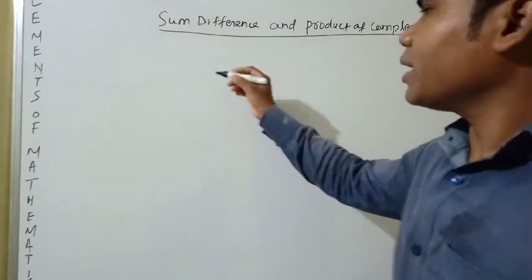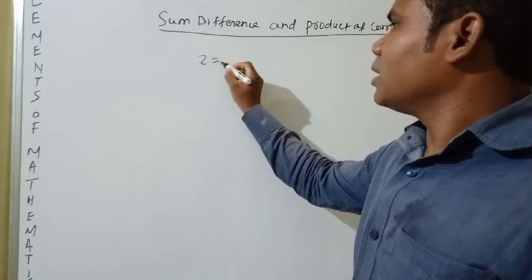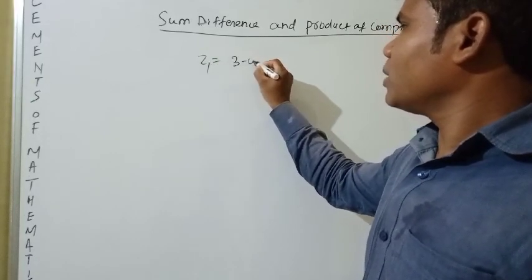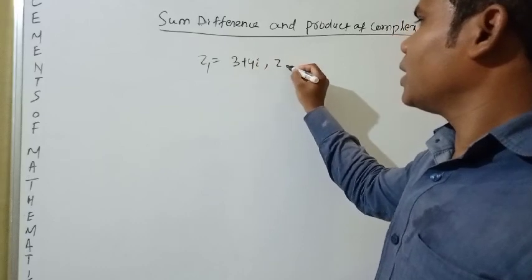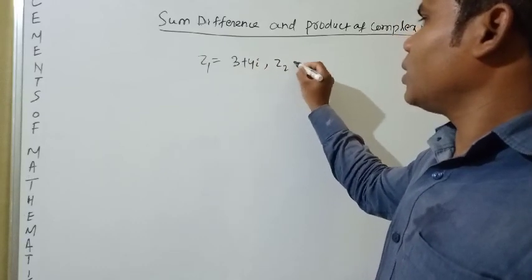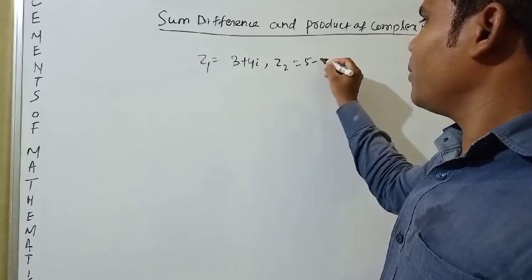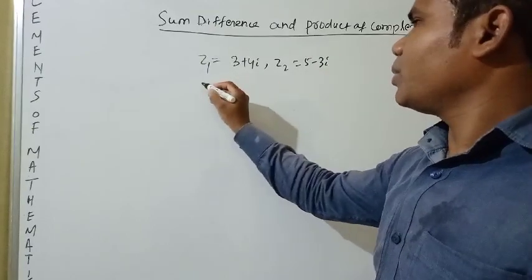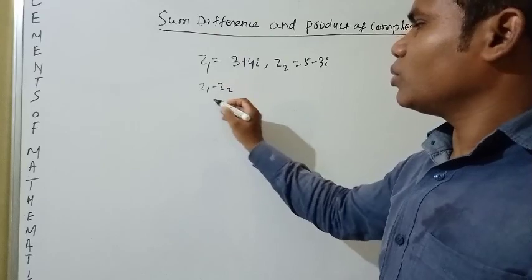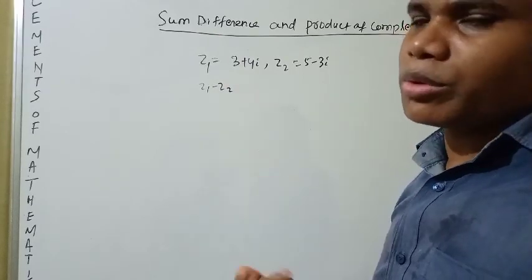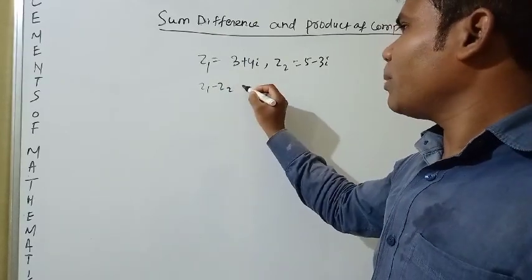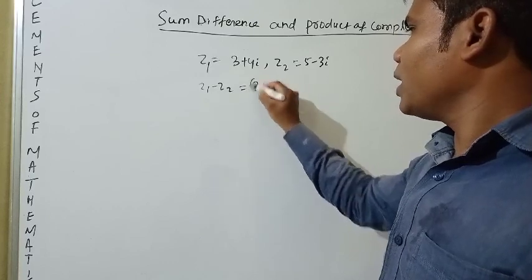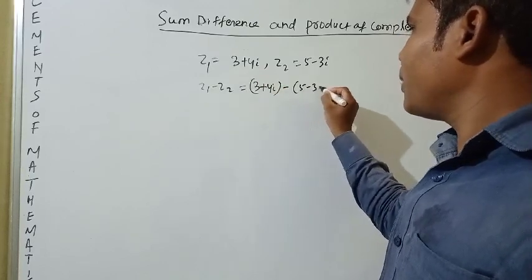Another example you take, Z1 is equal to 3 plus 4i, and Z2 is equal to 5 minus 3i. Suppose Z1 minus Z2, we will subtract one complex number from another complex number. Z1 minus Z2 means 3 plus 4i minus (5 minus 3i).